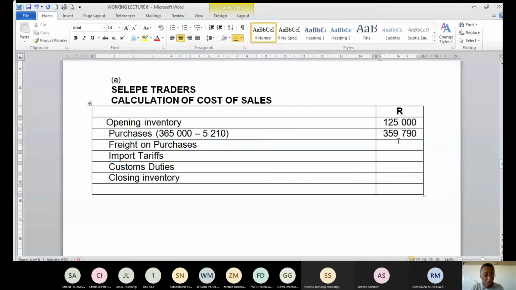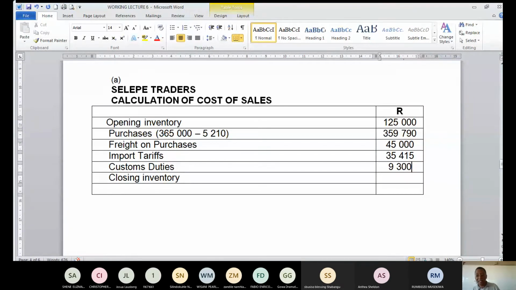Then you will add in all the expenses that you will incur in getting the stock to you. So you go to your trial balance, the nominal accounts, and you look for all the expenses that you will incur in getting the stock to you. Now in this exercise, we've got freight on purchases of 45,000 Rand. We've also got import tariffs of 35,415. That is part of the cost. And we've also got customs duties which amounted there to 9,300 Rand.